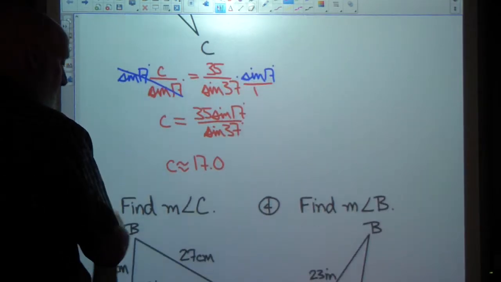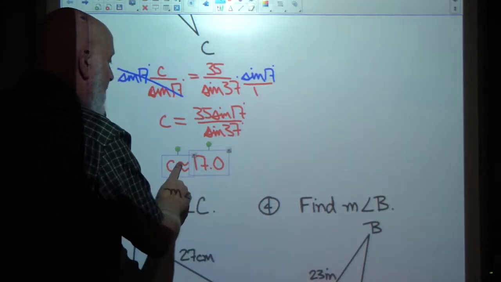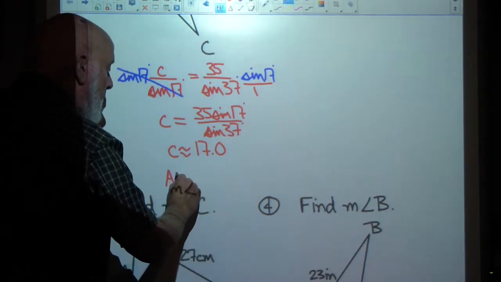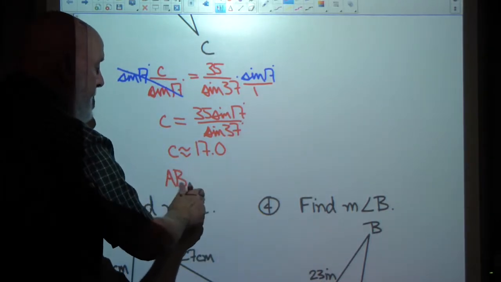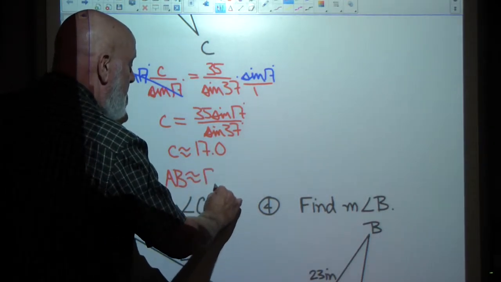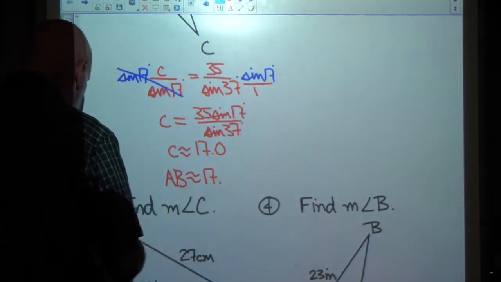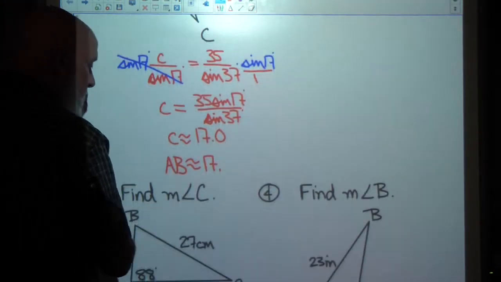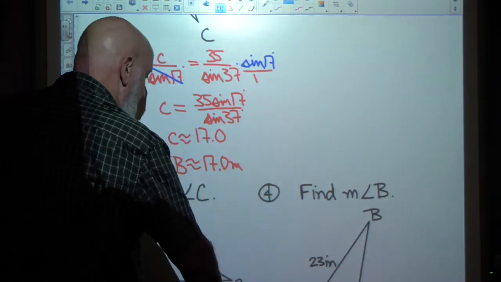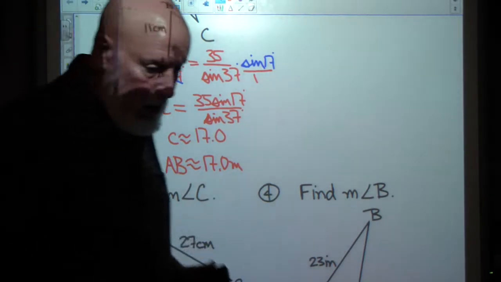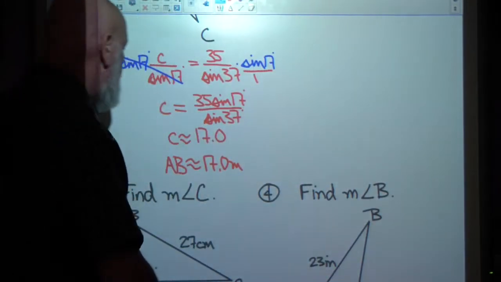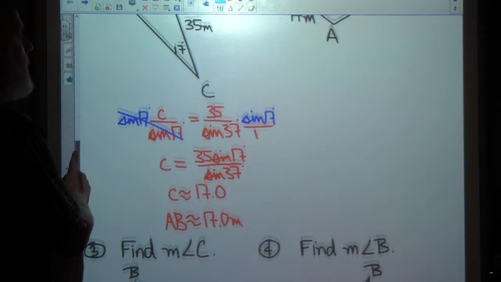So I could make that final statement if I just wanted my reader to be sure. The length of segment AB, which is how we read it when we don't have a segment symbol up above it, the length of segment AB is approximately 17 units. And let me see what my unit of measure is. Meters, approximately 17 meters. And let's see if I got that one right. 17 meters, yay! Okay, so that's how we work it.